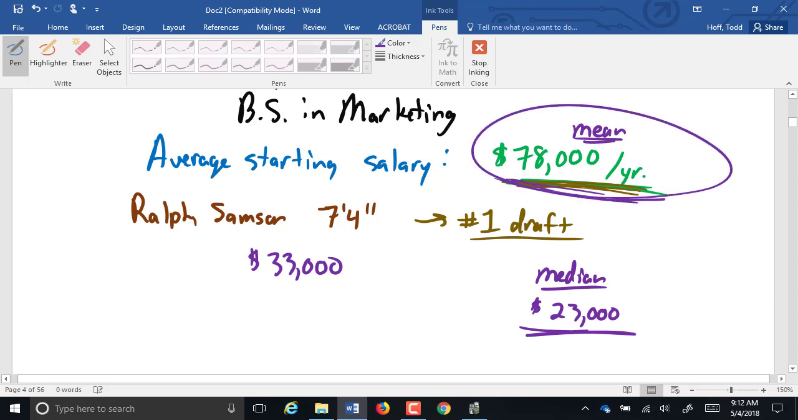I mean, this is the actual mean. Is that an accurate statistic? Yes, it is. Is it ethical to publicize it? Probably not. It's very misleading, because only one person made more than that. Everybody else was below 33,000.